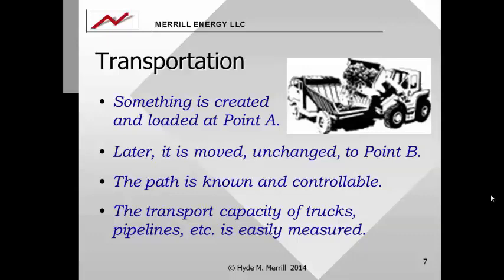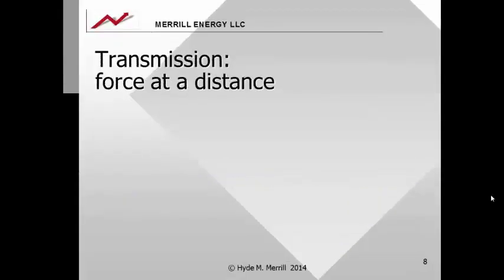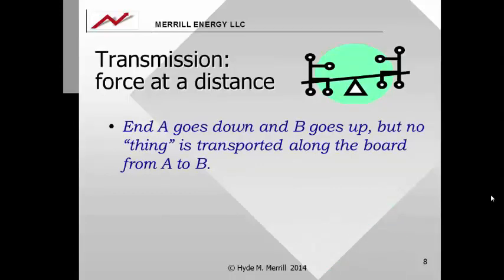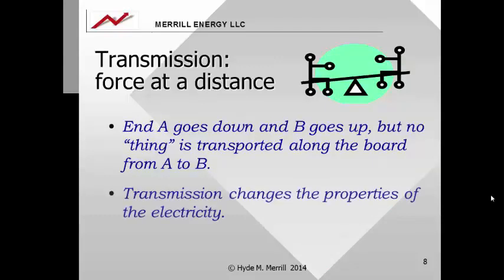If electric power transmission isn't transportation, what is it? Transmission is a force at a distance function. It's like a teeter-totter. In a teeter-totter, end A goes down and end B goes up, but no thing is transported along the board from A to B. Transmission changes the properties of electricity. The properties of electricity at the power plant are different from the properties of electricity seen by the consumer.